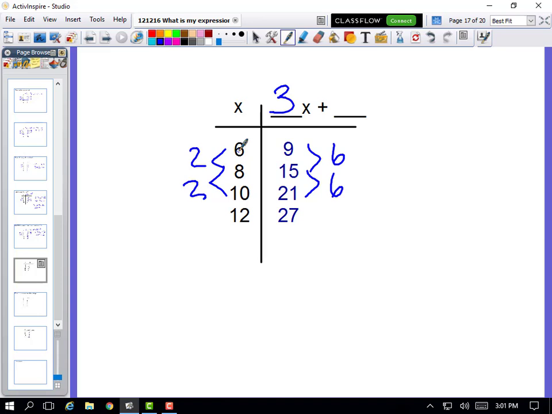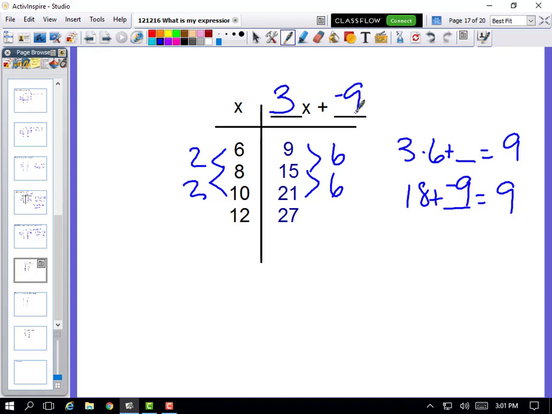Okay, we take one of our values, plug it in. Okay, so I'm going to take this 6 right here. 3 times 6 plus what will equal, what's it supposed to equal? It's supposed to equal 9. Okay, so I've got 18 plus what will give me a 9? And we know that's got to be a negative 9.